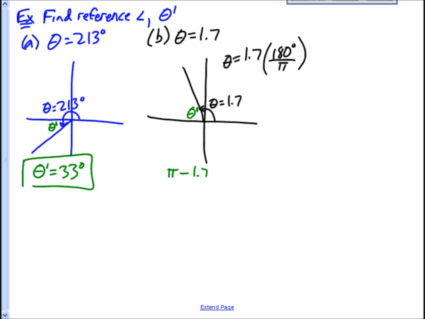So pi minus 1.7 is going to give you 1.442. So it looks like theta prime is 1.442 radians. And in degrees, that would be 82.597 degrees.